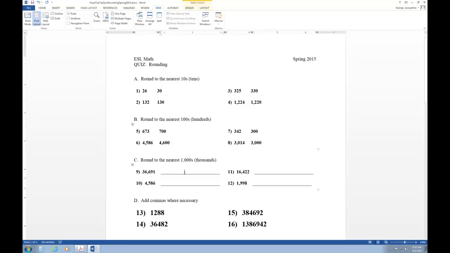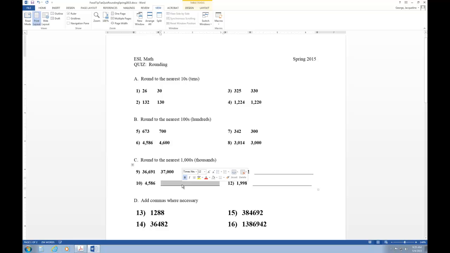Now to look at the nearest thousands here, we want to find that thousands column, and there's the 6. And in order to find out if we're going to round up in the thousands column, we need to look at the hundreds. And here's the hundreds, and that's above 5, so we're going to go ahead and add 1 to the thousands column, making this 37,000.